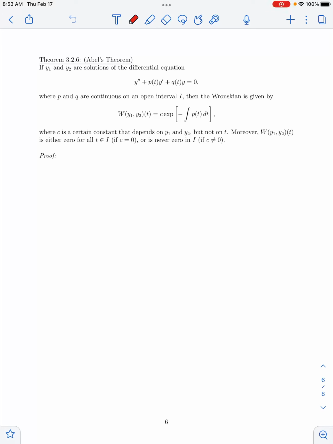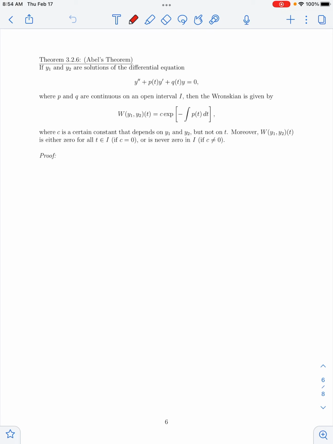Okay, in this lecture we're going to finish our section 3.2 material on the theory of second-order linear homogeneous equations. And in this last part of the section we're going to introduce a result known as Abel's theorem, a useful theorem which allows us to determine the general form of the Wronskian for a set of two solutions of some homogeneous second-order equation without actually having to find the solutions. That is, we can find the Wronskian directly from the differential equation. So let's take a look at this theorem.